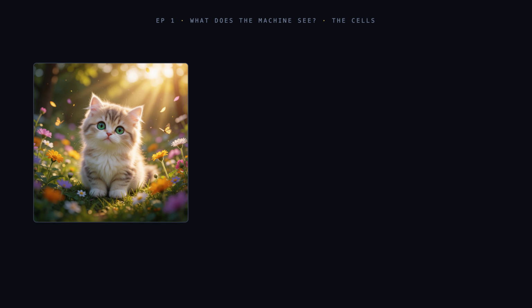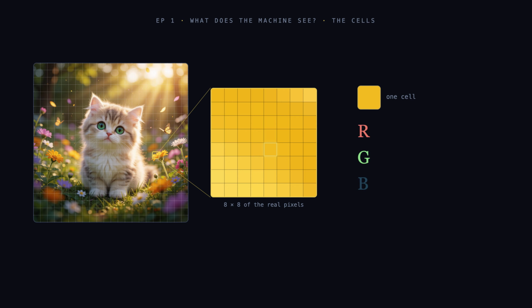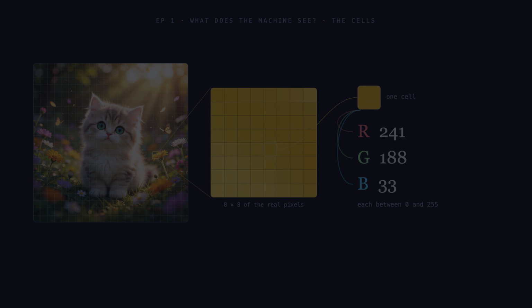To us, this is a picture of a cat. To a computer, it is a grid of pixels. When we zoom into one small area, we can see those pixels as separate square cells. Each cell stores three numbers: one for red, one for green, and one for blue. Here, for example, the values are 241 for red, 188 for green, and 33 for blue. Together, those three values produce this yellow-orange color.